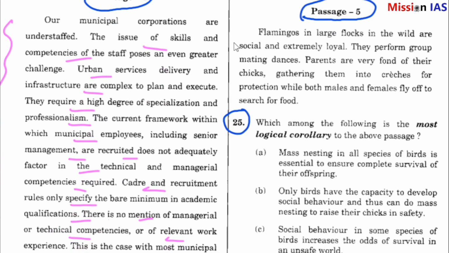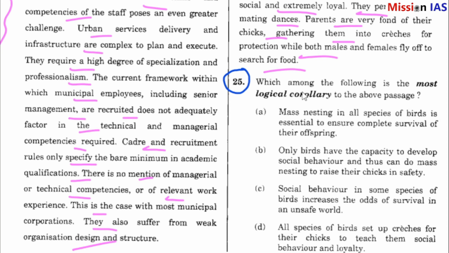So passage 5. Flamingos in large flocks in the wild are social and extremely loyal. They perform group meetings, dances. Parents are very fond of their chicks, gathering them into creches for protection, while both males and females fly off to search for food.